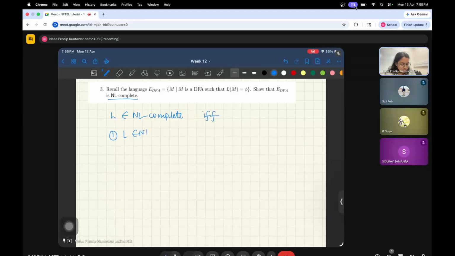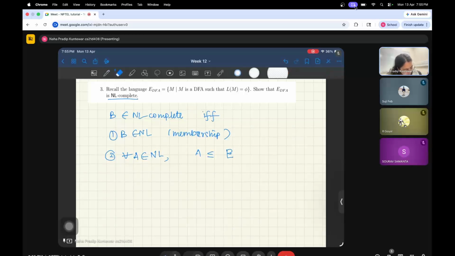first, L is in NL, that's the membership checking. And second, L is hard for NL in the sense that for every language A in NL, A reduces to L. Sorry, I should not use L here because we already have a complexity class called L, so it can be confusing. Maybe I'll call this B. So we are talking about a language B, not the class L. A reduces to B.